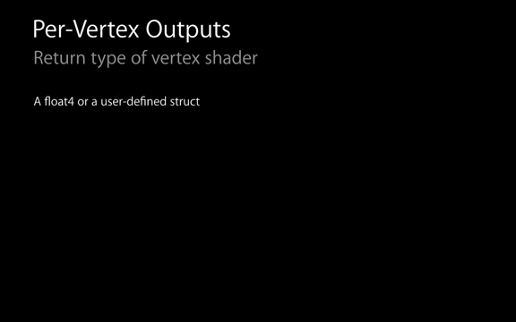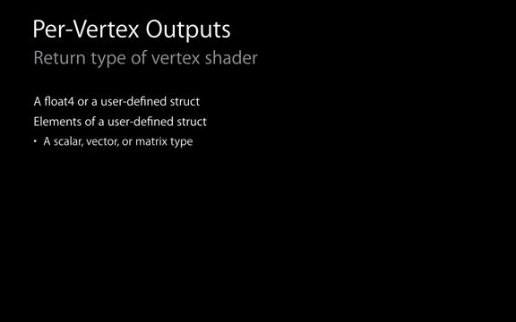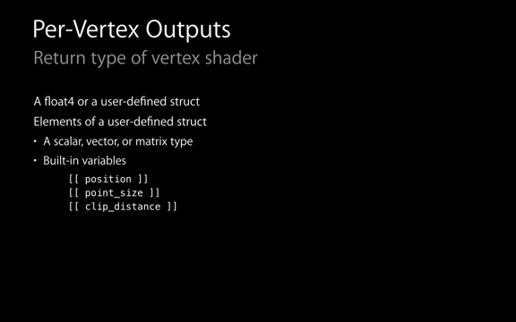I can return a float4. At a minimum, I must return a float4, and I'll tell you why. Or you could have a user-defined struct. What can be in this struct? There can be a scalar, a vector, or a matrix. You can even have arrays of these. There are some special variables we need to know about, like position, point size, if you're rendering a point sprite, or clip distance. You must return a float4 because position must always be returned. It's kind of hard for the rasterizer to generate rasterized triangles without knowing position. So that's why.